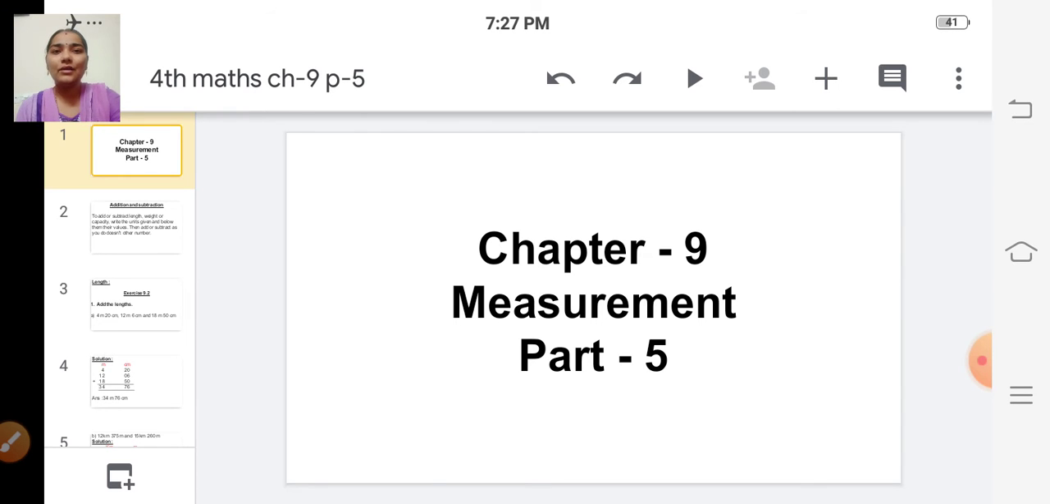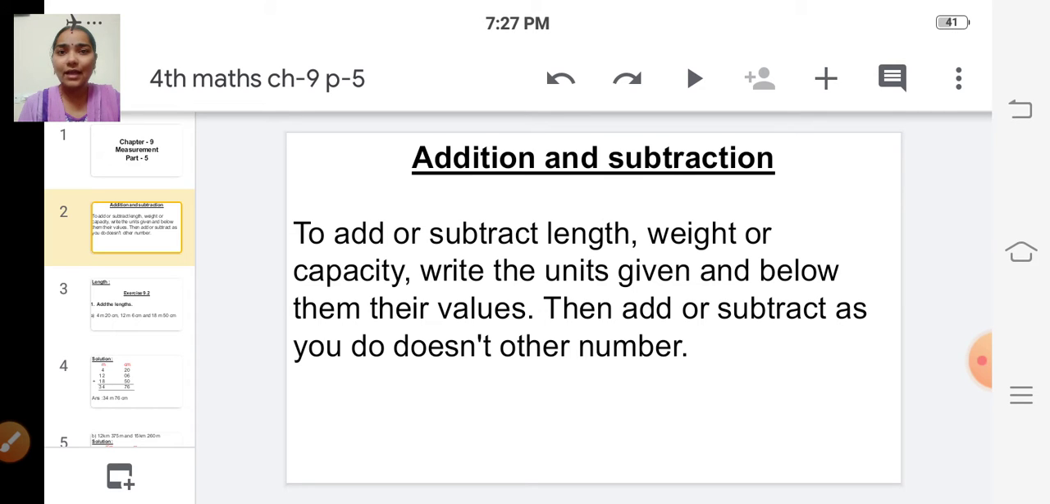Today we are going to learn how to add and subtract lengths, weights, and capacities. To add or subtract these, it's just like normal addition and subtraction. The only main thing is you have to separate the units.